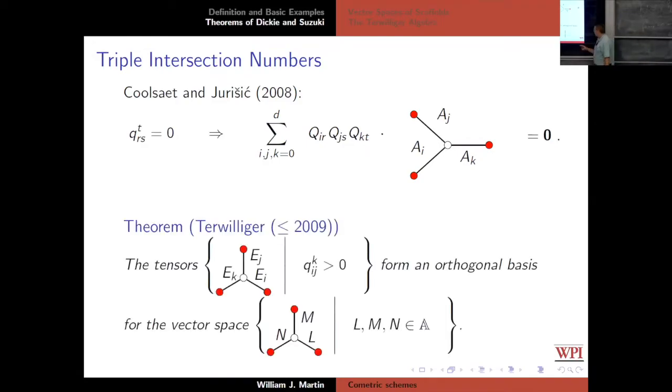Terwilliger proved, I think he did this long before that, that the tensors where the Krein parameter is positive form an orthogonal basis for the space of all possible tensors in the Bose-Mesner algebra. That space of all possible tensors has this as a basis. I think this is in his 1989 paper. We're going to talk about these vector spaces of tensors tomorrow, because these spaces are really, really nice.